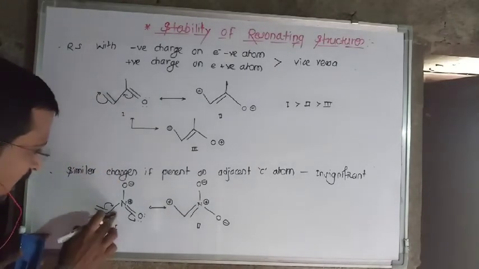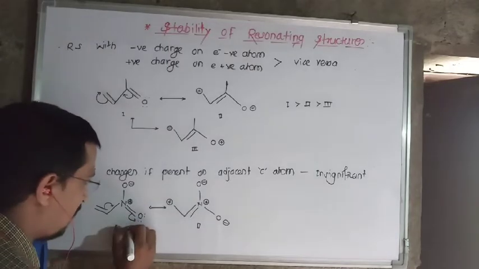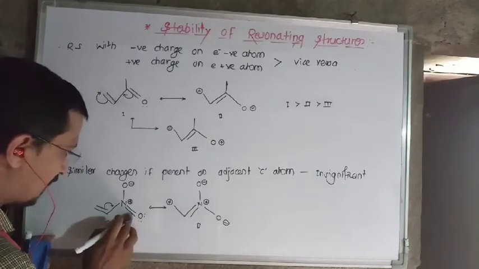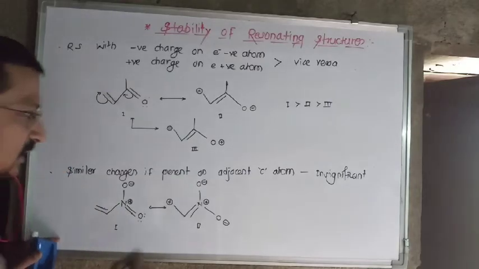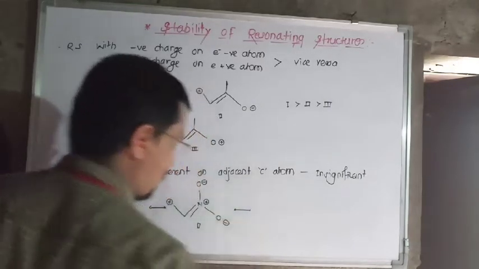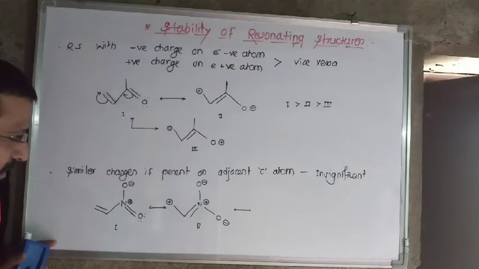So instead of moving the arrow like this, if I move the charges or pi electrons like this, then the third structure is possible. How? Yes. So just move the electrons like this.